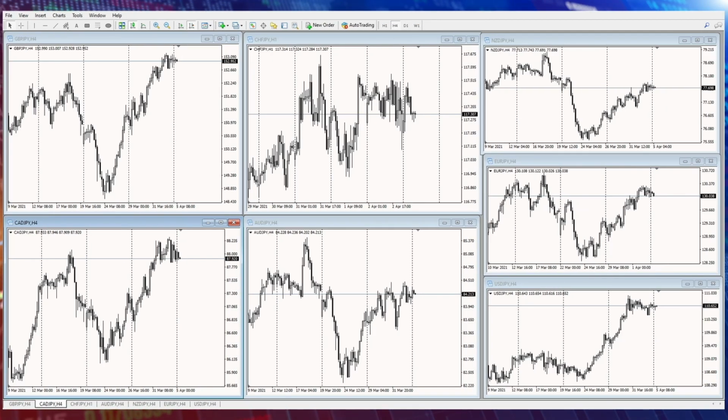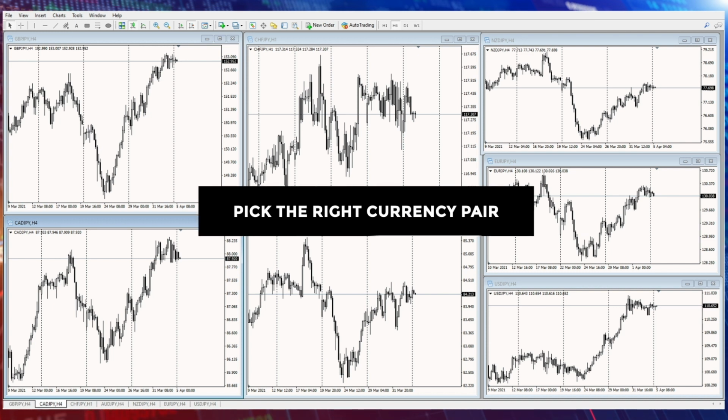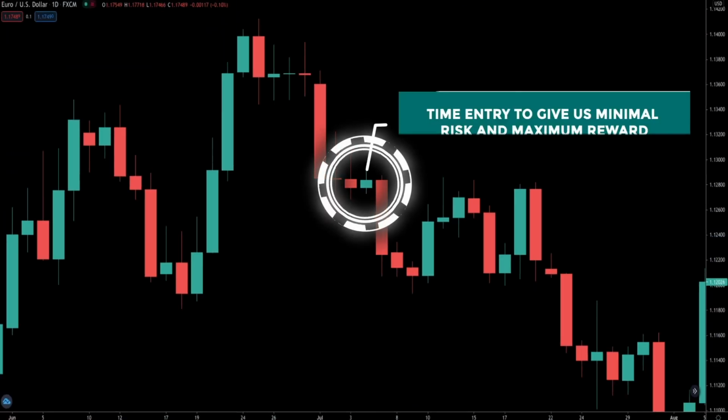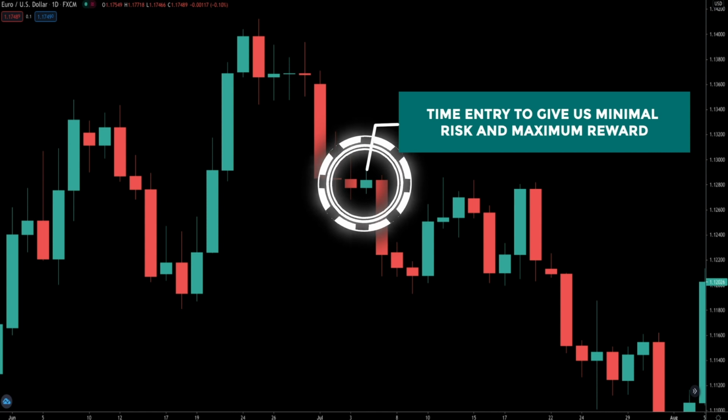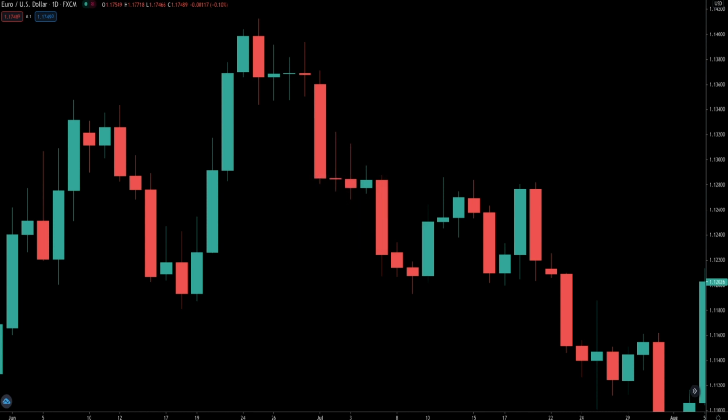If you were listening earlier and combine this concept with the bird's eye view of picking the right currency pair, can you now see why this is such a powerful trading strategy? First, you pick the right currency to focus on. This ensures that the pair will move massively. Next, we time our entry in a way that gives us minimum risk and maximum reward via an inside bar. So let's talk about the entry, stop loss and take profit.